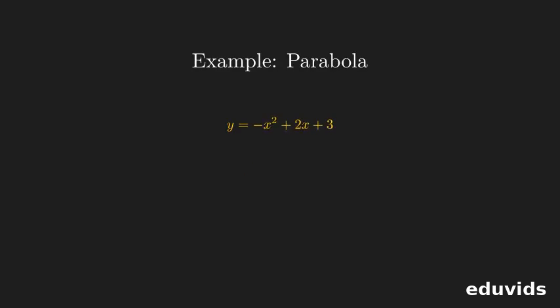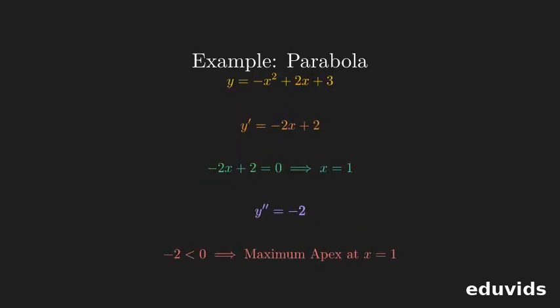Let us consider a simple parabola. We first find the slope and set it to 0 to get the apex location. For our example, if we find the horizontal point, a negative second derivative confirms the curve is shaped like a hill, not a valley. Now, think about this.